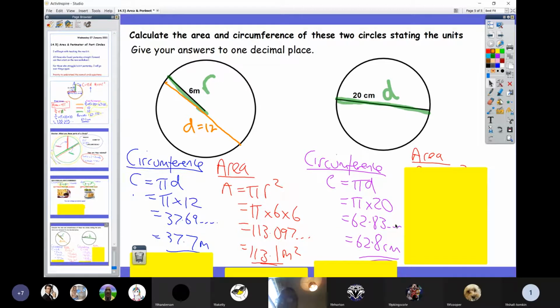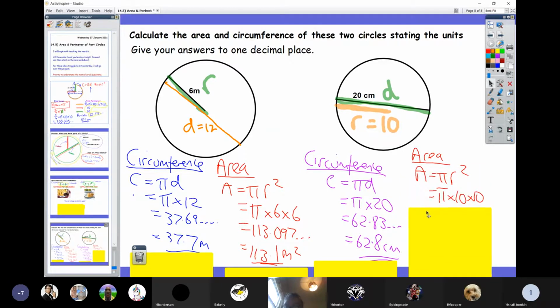Now, to work out the area, we're going to use the formula area equals pi r squared. Okay, that's going to need the radius. Now, the radius is the length to the middle, so the radius equals 10, half of 20. So for this question, the area pi r squared, it's going to be pi times 10 times 10. Pop that into your calculator, round it, you get 314.2.